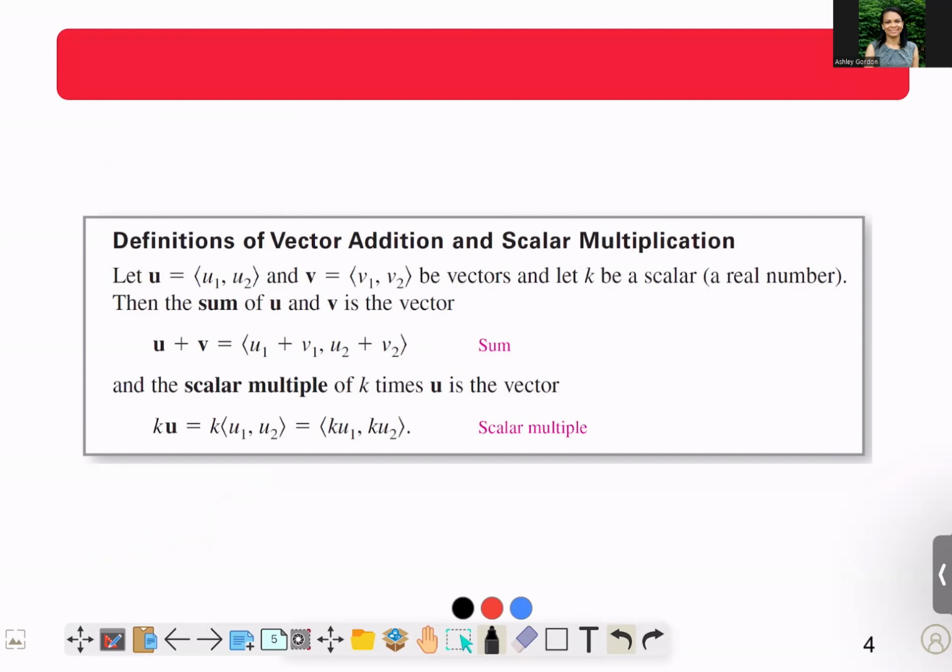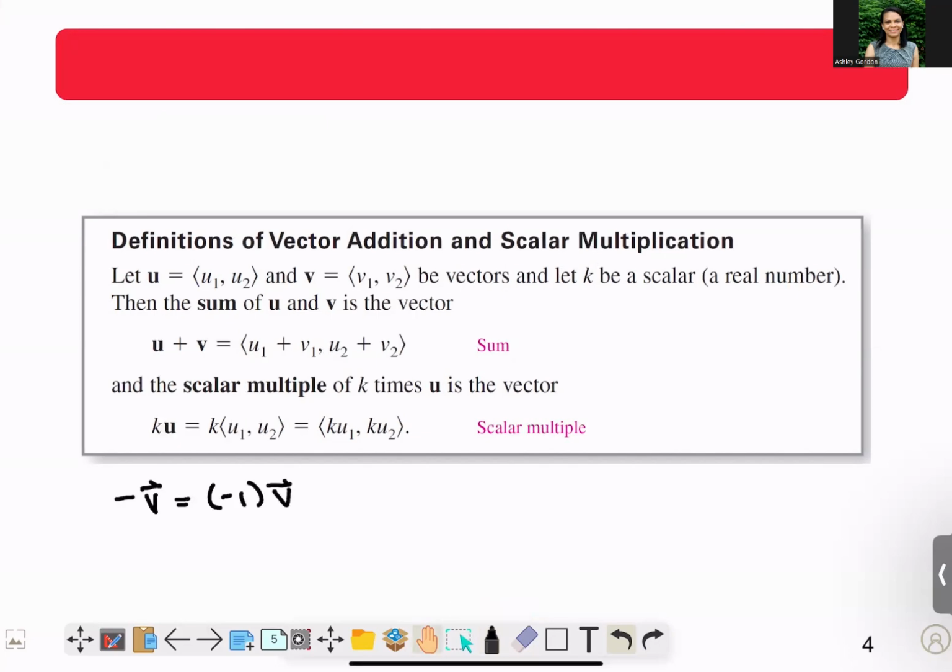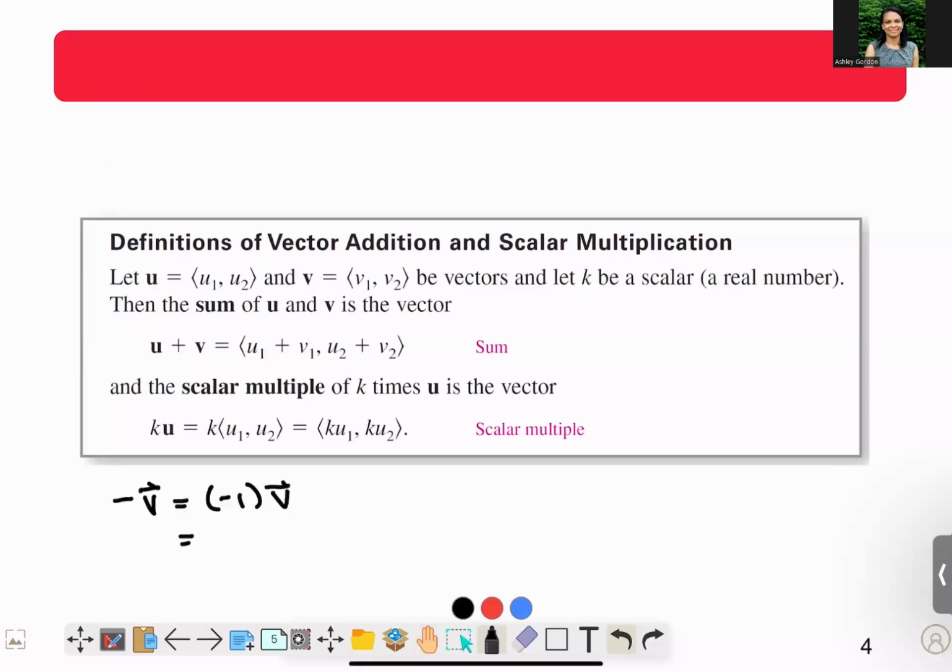So here are the definitions for how to perform these operations algebraically. For addition, you would just add the components, so add each component. And for scalar multiplication, you can think of distributing the scalar throughout the vector. So for example, negative v, that is multiplying negative 1 times our vector v. We would be multiplying negative 1 by each component in the vector.